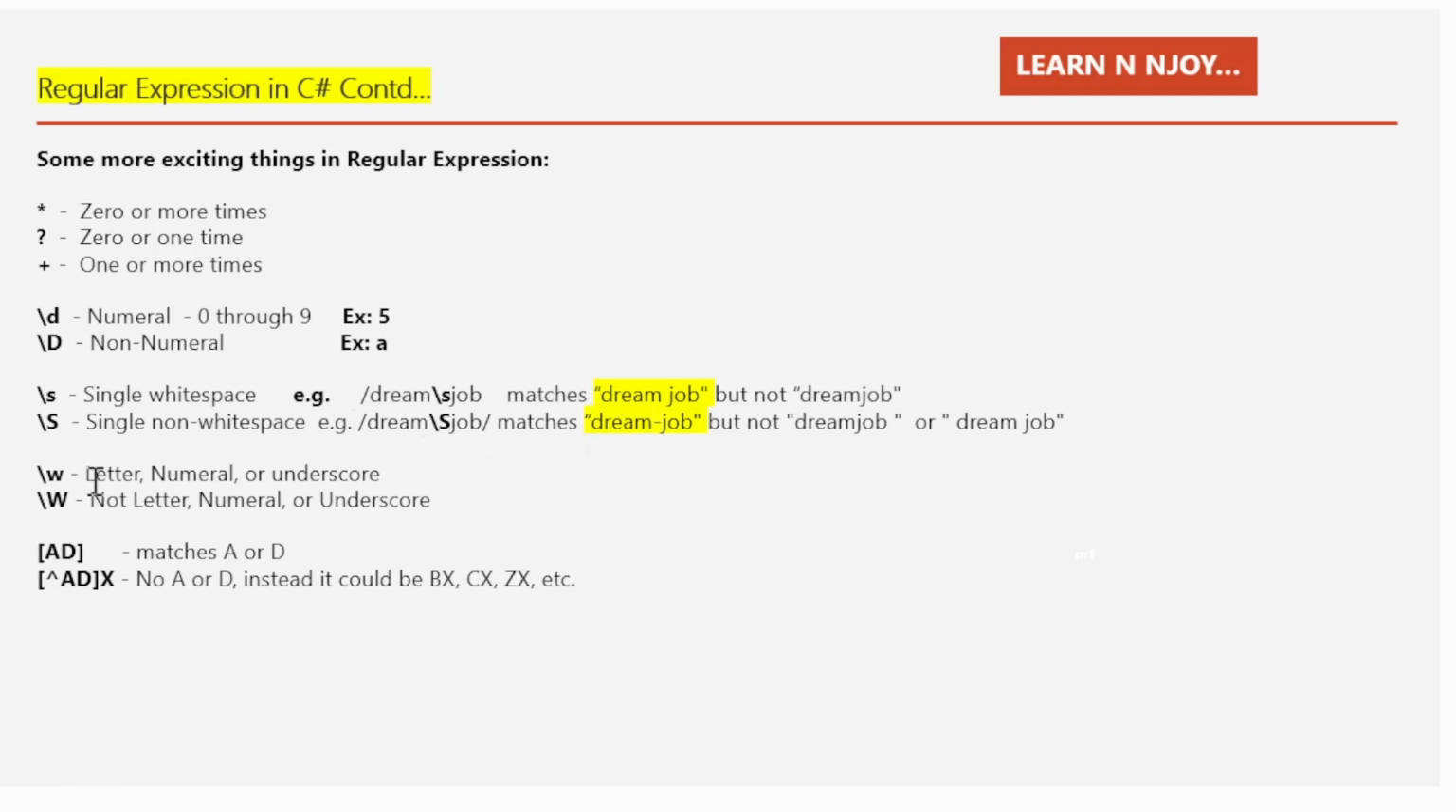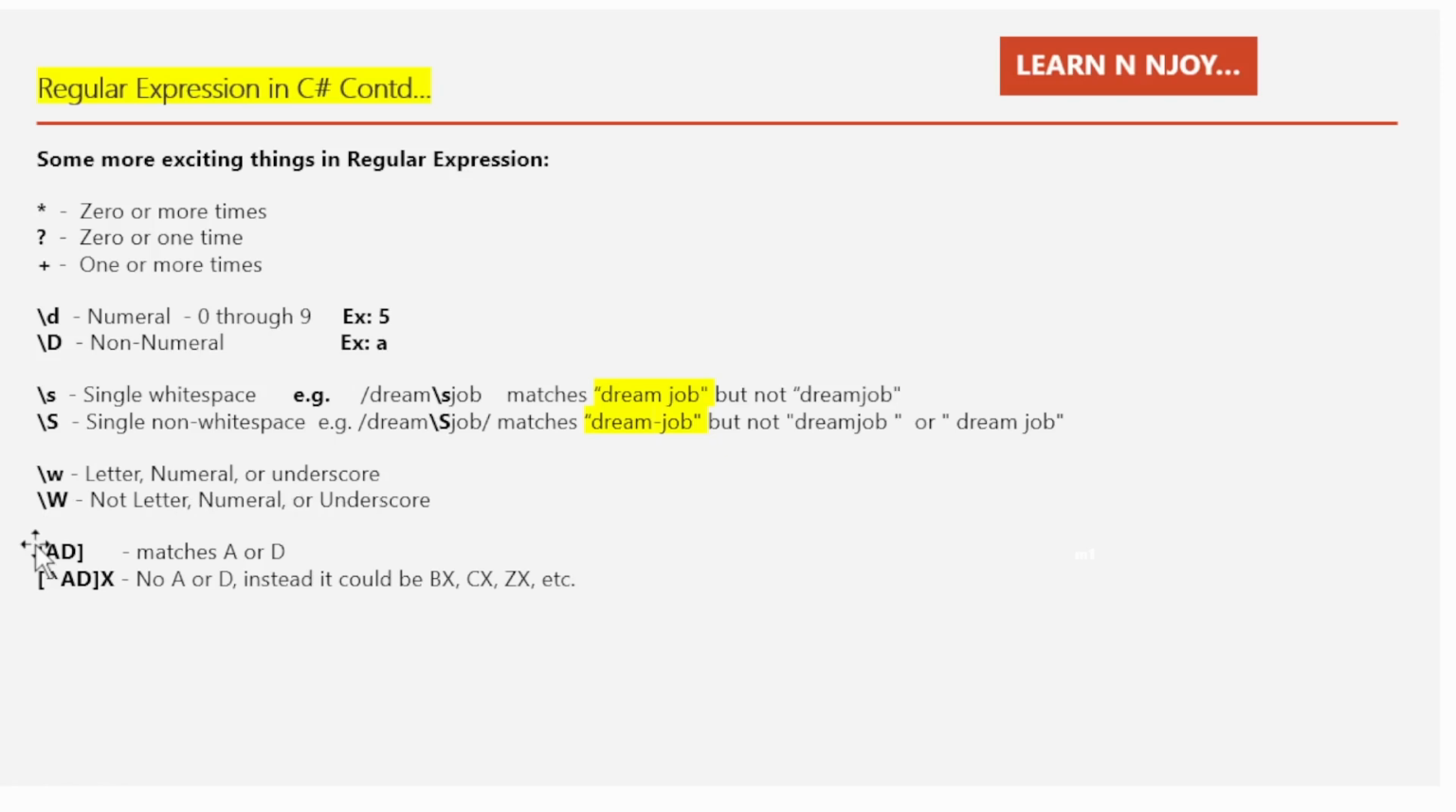Now we have a small w and a capital W with the backslash. What does it mean? If it is a small w with backslash, it talks about a letter, numeral or underscore that it can have. But the backslash with capital W is not going to allow a letter, numeral or underscore. That's what I have written: not letter, numeral or underscore.